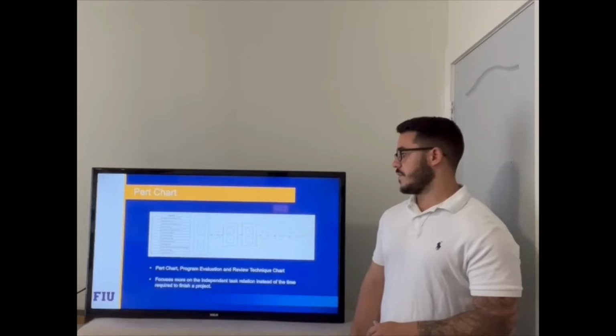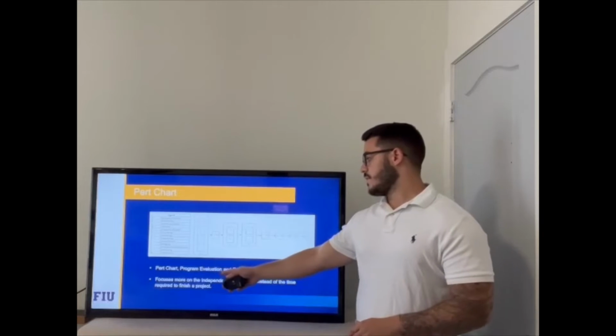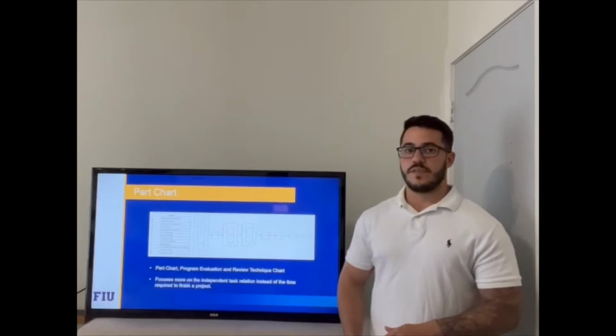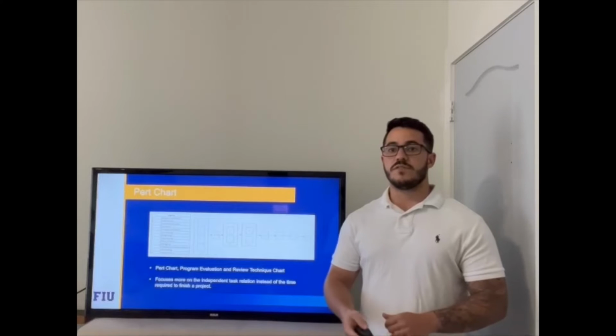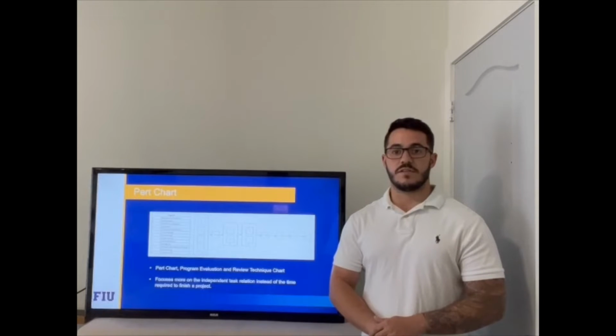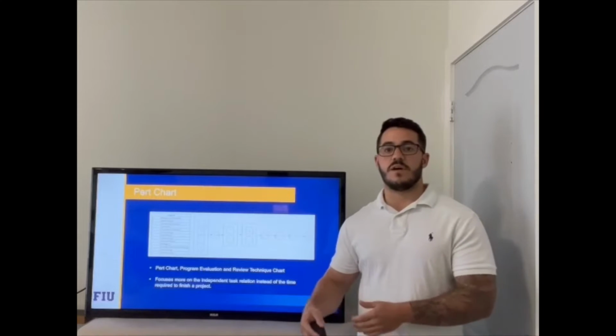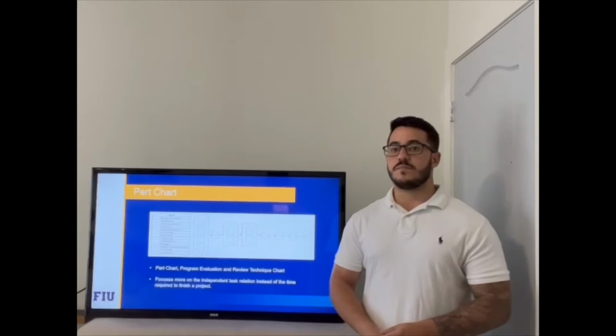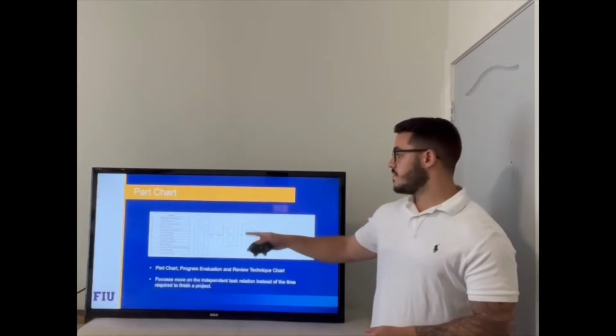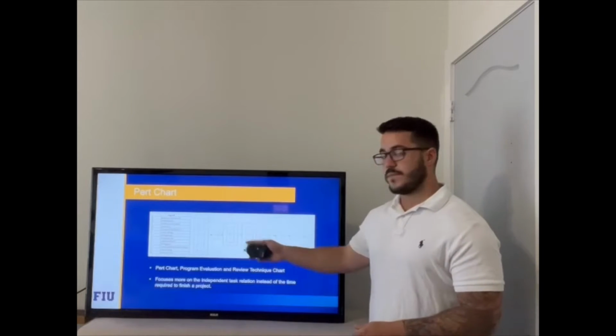Here we have the PERT chart. The PERT chart is a program evaluation and review technique chart. Just like the Gantt chart, it is a very useful tool when coordinating and managing a project. This chart is shown as a flow chart, which focuses more on the independent task relation instead of the time required to finish a project. The tasks can be situated either sequentially or in parallel, as you can see here.